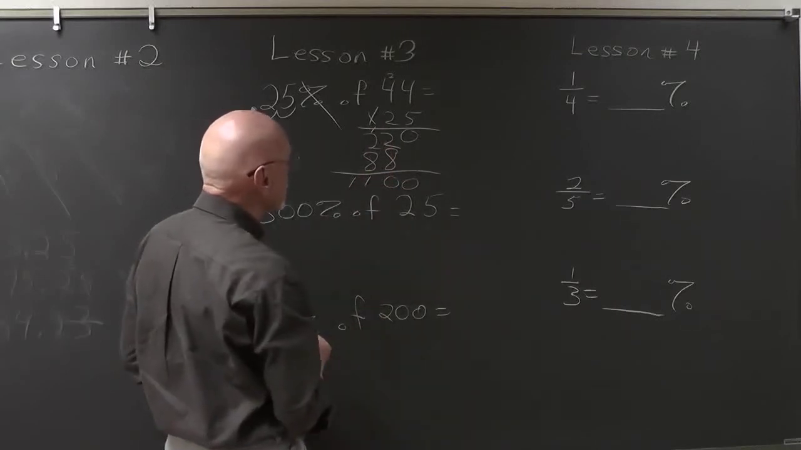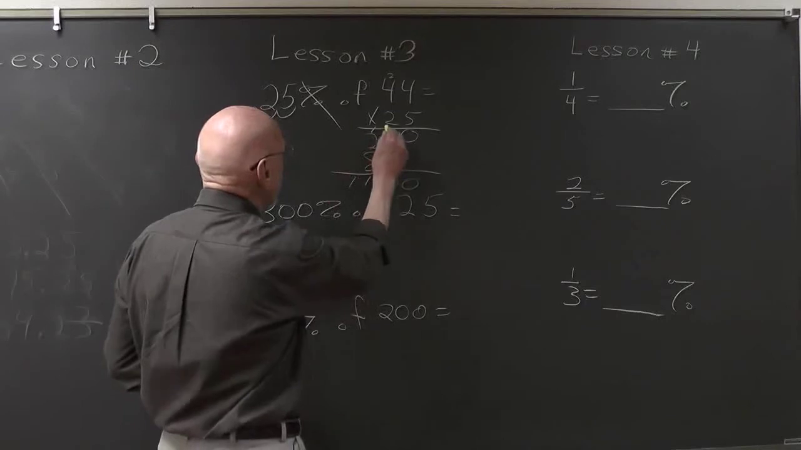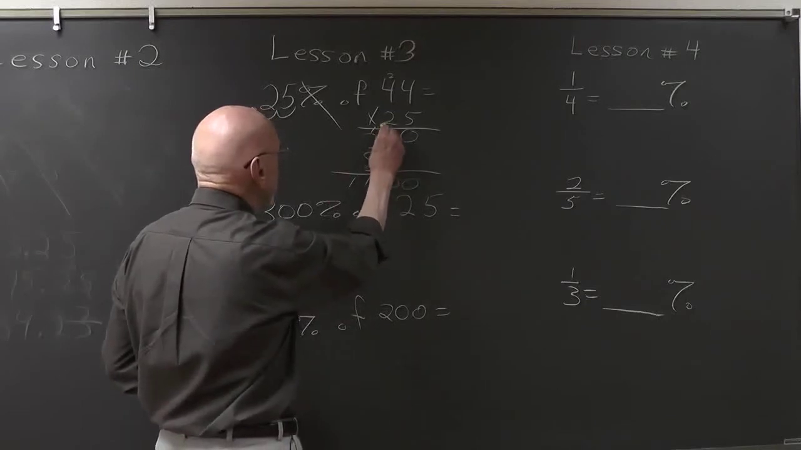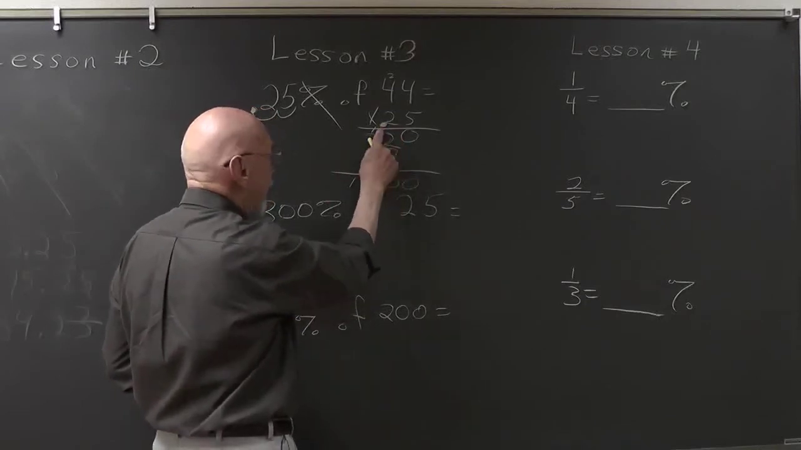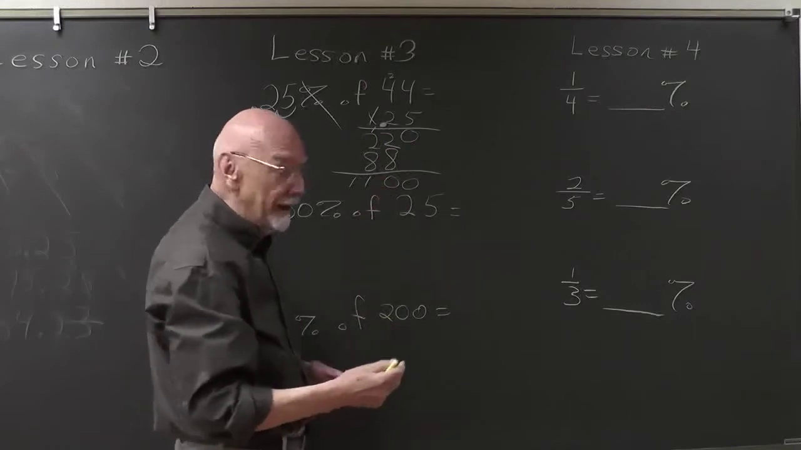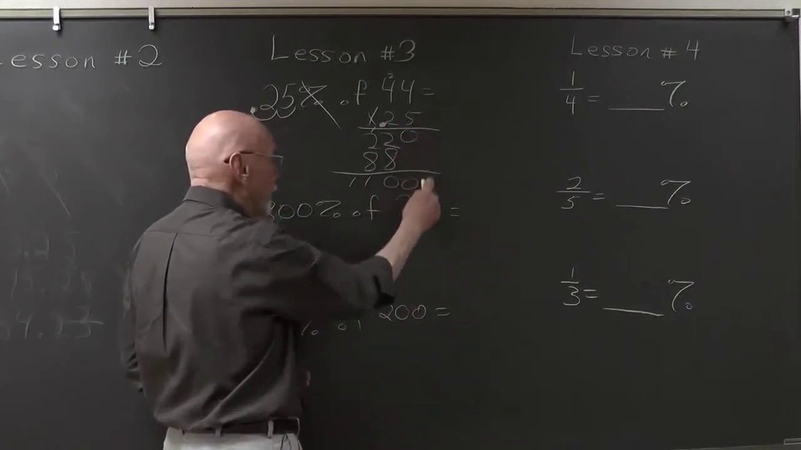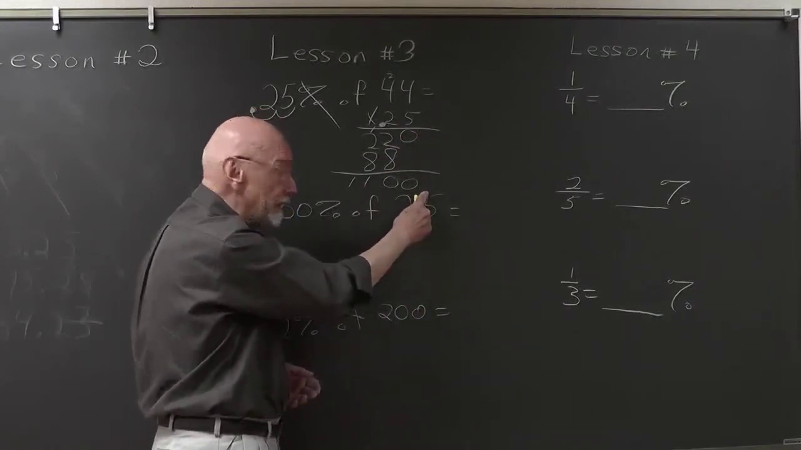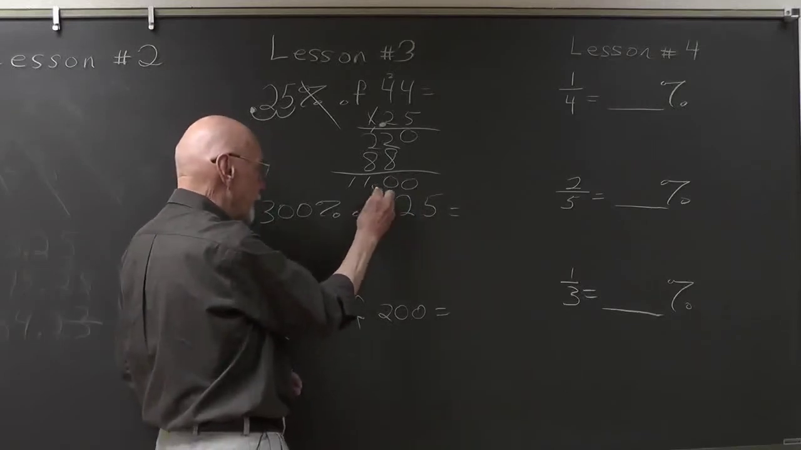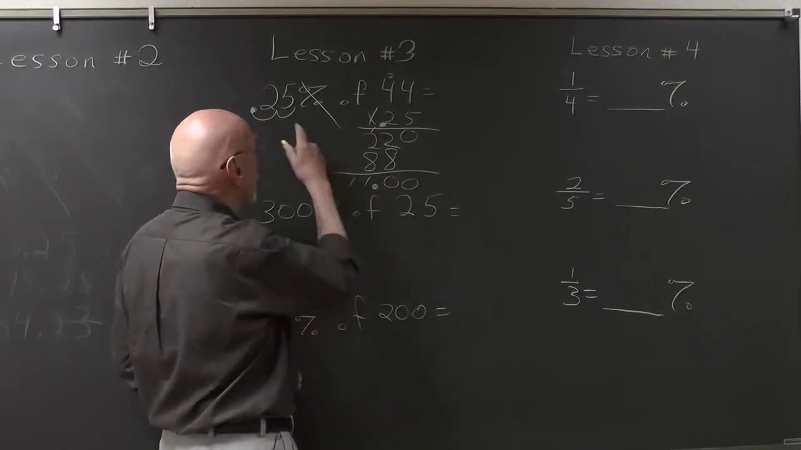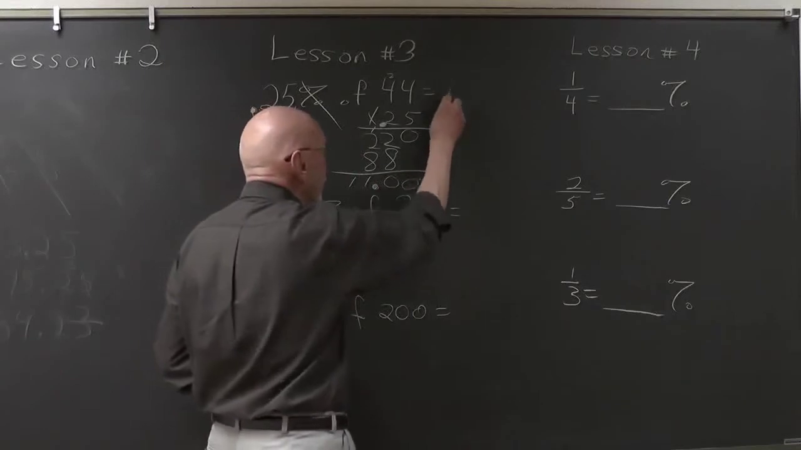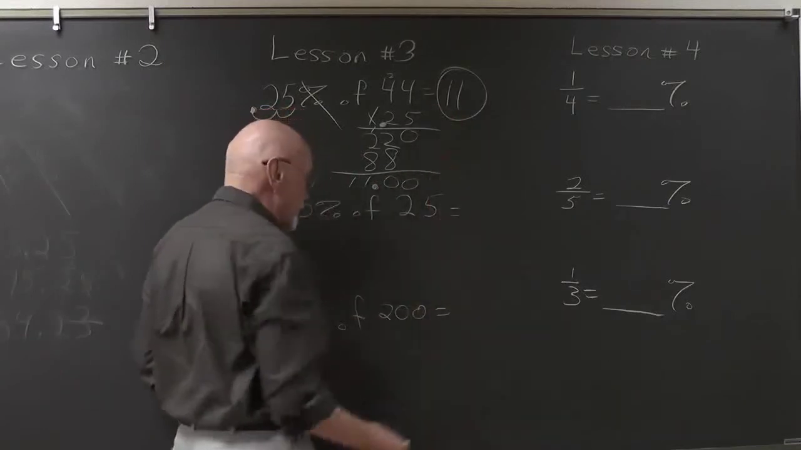Now we're going to place the decimal point. Our decimal point is right here. We count how many digits are to the right. 1, 2. We start over here and go to the left. 1, 2. So 25% of 44 is 11.